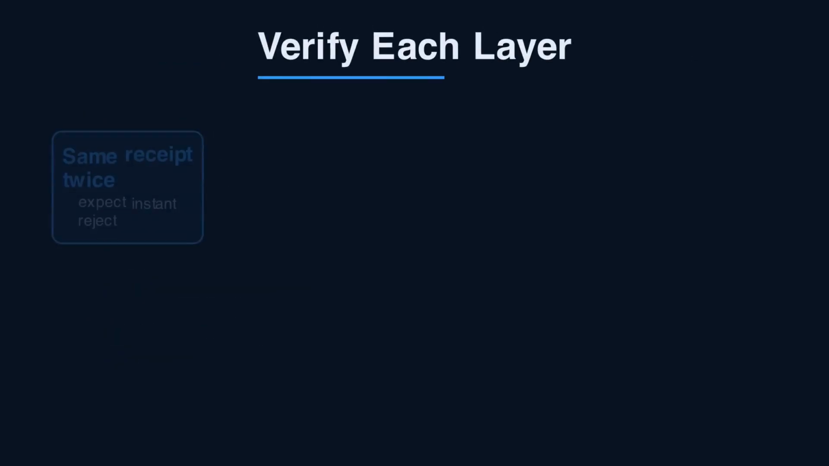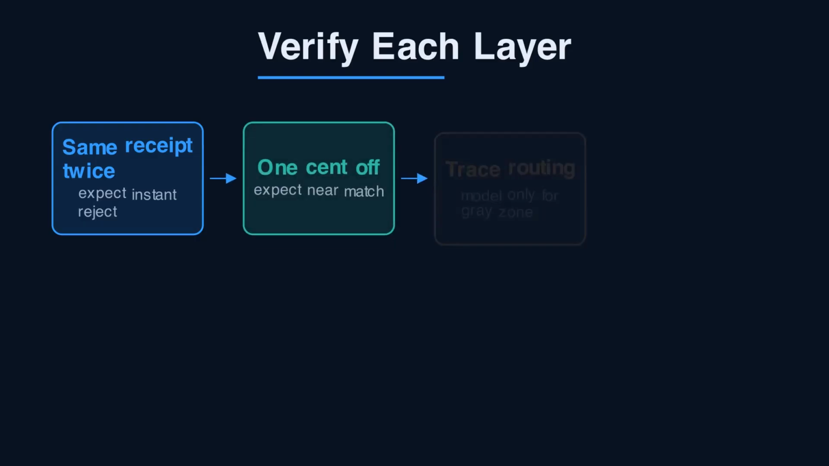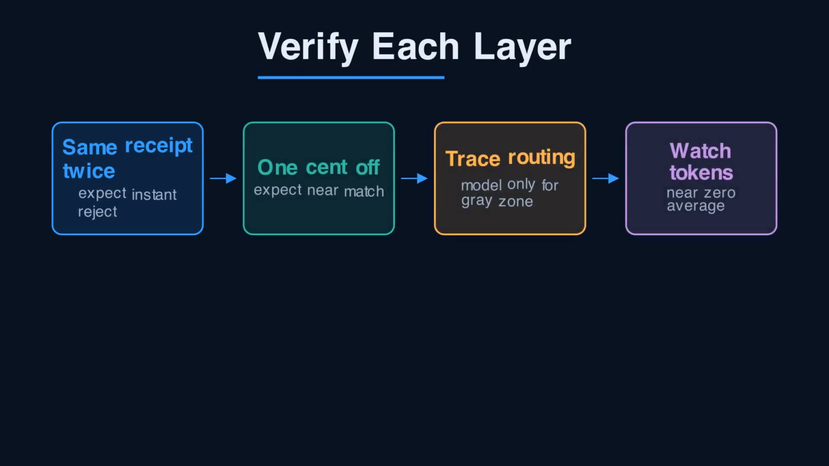How do you know it works? Test each layer. Submit the same receipt twice. Expect an instant reject. Change the total by 1 cent. Expect a near match. Confirm that case reaches the model, not the hash. Log token usage per receipt. Watch it stay near 0. Most receipts should never touch Azure OpenAI.